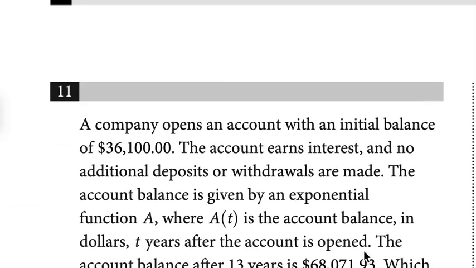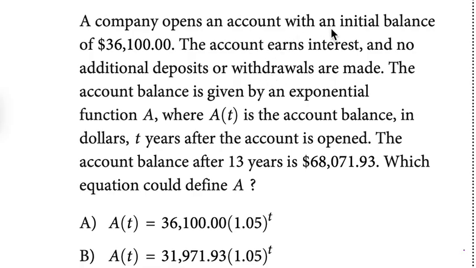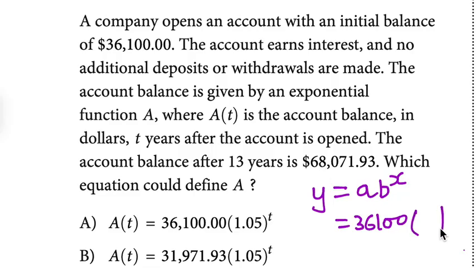Let's go back to the question. A company opens an account with an initial balance of $36,100. So if I say y equals a b to the power x, 36,100 is the initial amount. The account earns interest and no additional deposits are made. That means there is no extra money. You have to calculate only this much. After t years, the amount is this much. The amount is increasing, so this value has to be greater than 1. Here is time, and that is the amount of t, which is given here.